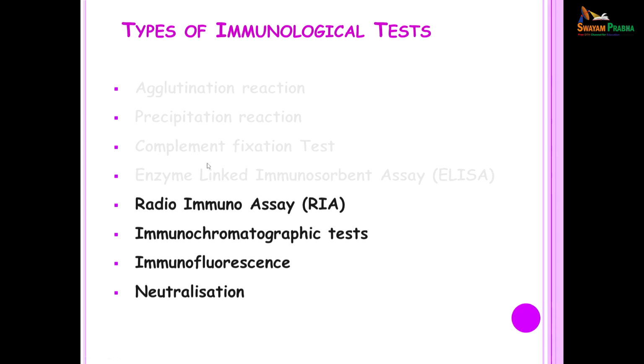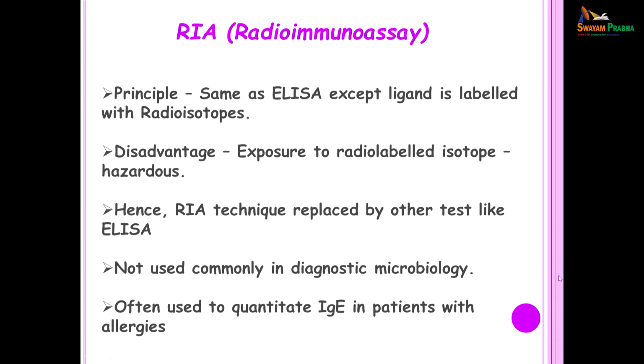Another type of test is the radioimmunoassay. The radioimmunoassay is just like the ELISA, except that here the ligand is labeled with radioisotopes, and you need a Geiger counter to be able to count the number of radioisotopes present in the sample. This is a hazardous test.